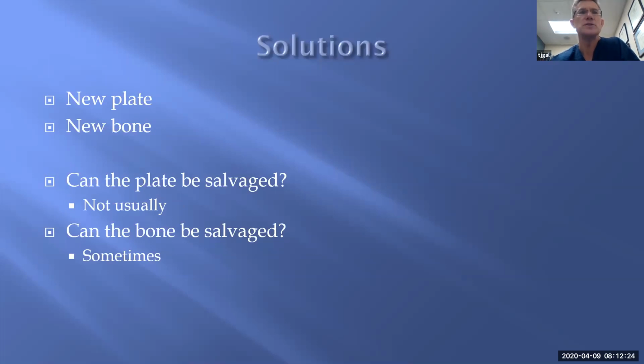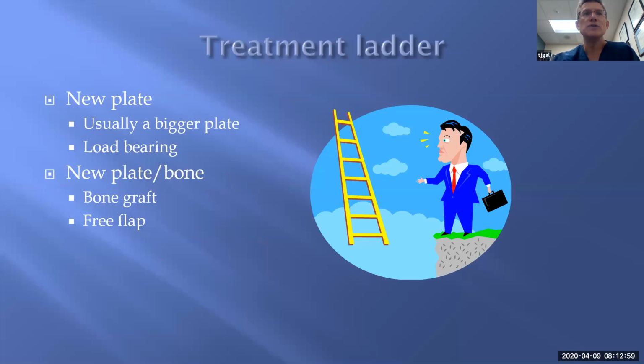So what are the solutions? Do you just need a new plate? Do you have something where the bone can be salvaged and you can just put a new plate on it, or do you need new bone? It's very uncommon to salvage the primary plate. And sometimes the bone can be salvaged with a new plate, frequently augmented with some sort of superficial small bone graft. Sometimes the bone just can't be salvaged and needs to be removed. So usually at a minimum, you're going to need a new plate, usually a bigger plate than what you had in the first place, a more load-bearing plate.